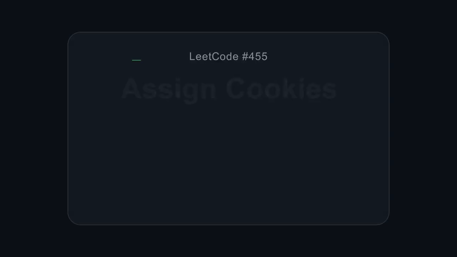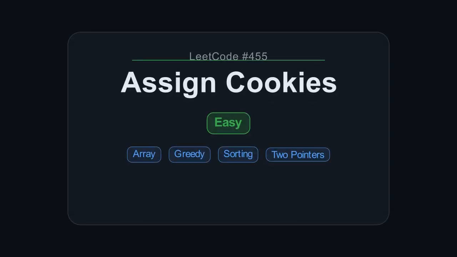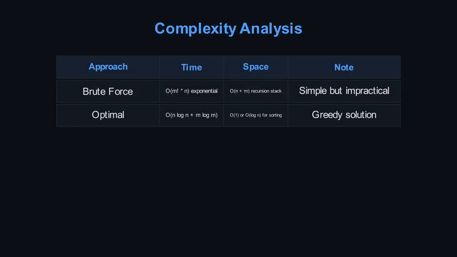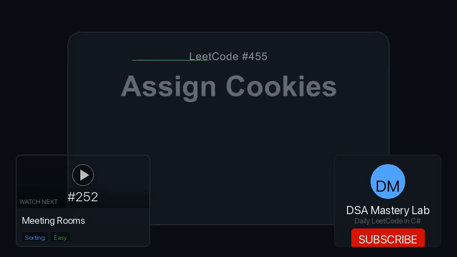You'll recognize this pattern when you need to maximize a count by matching resources to requirements, where sorting the inputs allows a local optimal choice to lead to the global optimum. The time complexity is dominated by sorting, making it O(n log n + m log m). The space complexity is O(1), constant, or O(log n), logarithmic, depending on the sorting implementation used. Try the Lemonade Change problem next.